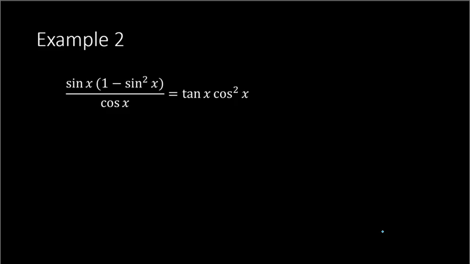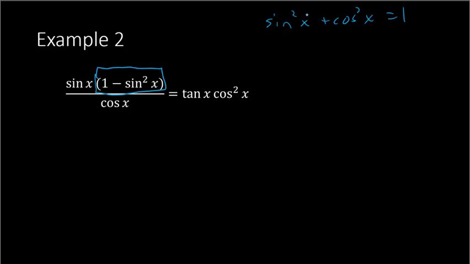Let's try another example. Here with example 2, we have sine of x times 1 minus sine squared of x over cosine of x. Now, that's equal to tangent of x times cosine squared of x. Now when you look at this, the left side looks more complicated. We already have sine and cosine, so that's okay. This is sine squared. Whenever you see a sine squared, especially something like this here, we want to check to make sure if we can use the Pythagorean identity, this one right here.